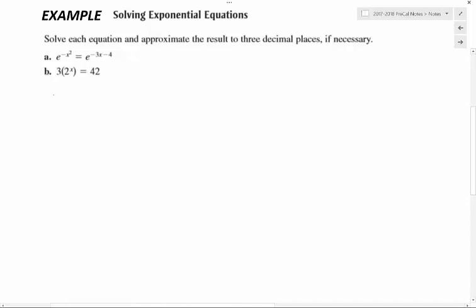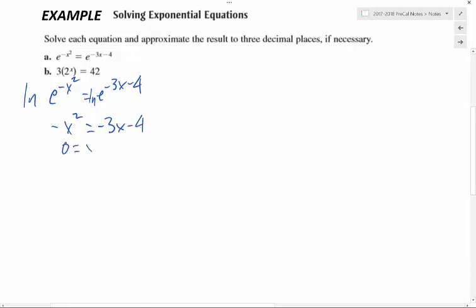Let's go with A. I've got e to the -x squared equals e to the -3x minus 4. Well, if I take the natural log of both sides, basically because of the inverse property, boom, I drop it. I could also call it a 1-to-1 property, that they have the same base, and drop it. So I get -x squared equals -3x minus 4.